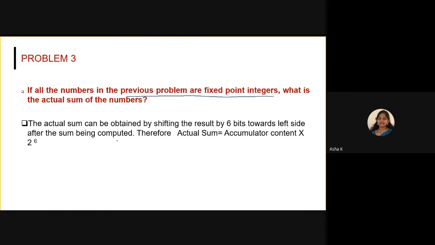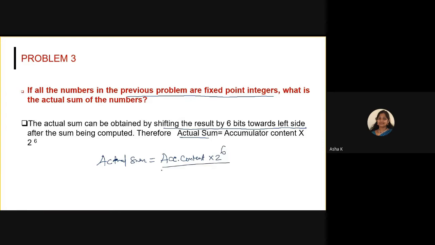To calculate the actual sum, it is obtained by shifting the result by 6 bits towards the left side. Already we had scaled down the data in the beginning before the addition operation. So we are again performing the left shift operation on the result of the accumulator to obtain the actual sum. Here, the formula that you all should remember is: actual sum value is equal to the accumulator content value times 2 to the power 6.